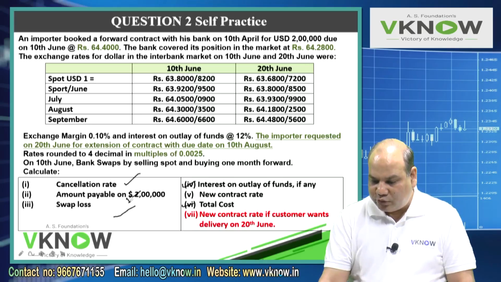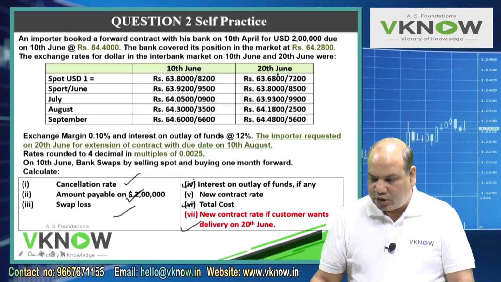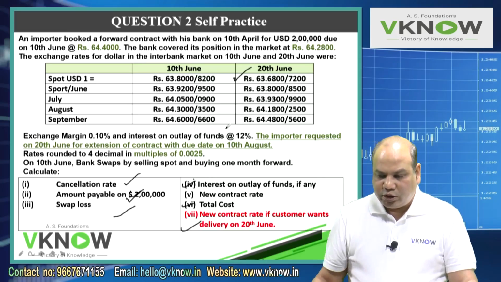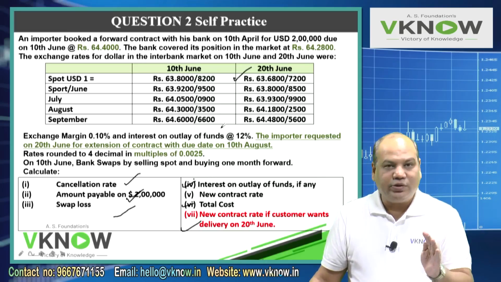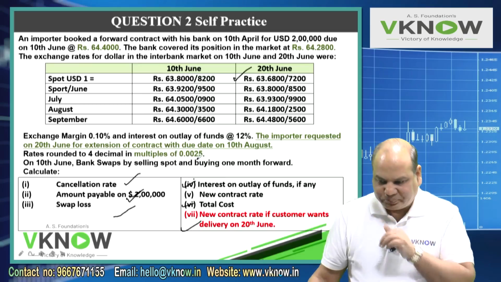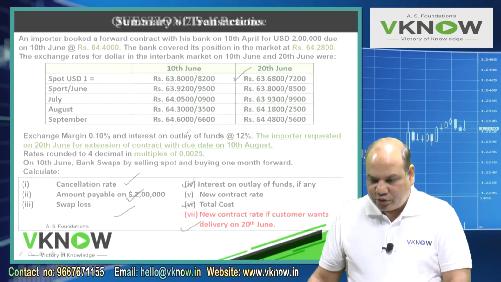If the customer wants delivery on 20th June, these 5 answers will be common. These 5 answers which I have ticked mark 1, 2, 3, 4 and 6, they will be common, plus you have to find out the new rate. So that new rate will be on the 20th June. We will discuss whether buying rate is applicable or selling rate is applicable. In case there is a transaction between the bank and the customer, you will have to adjust margin. If the transaction is between bank and bank, then you don't have to adjust for the 0.10% margin, right?